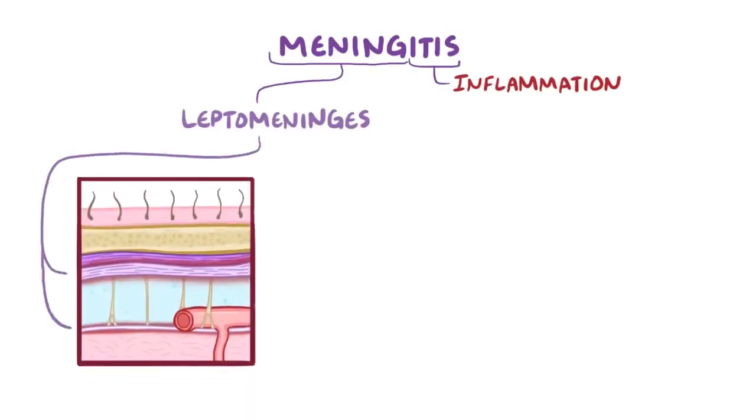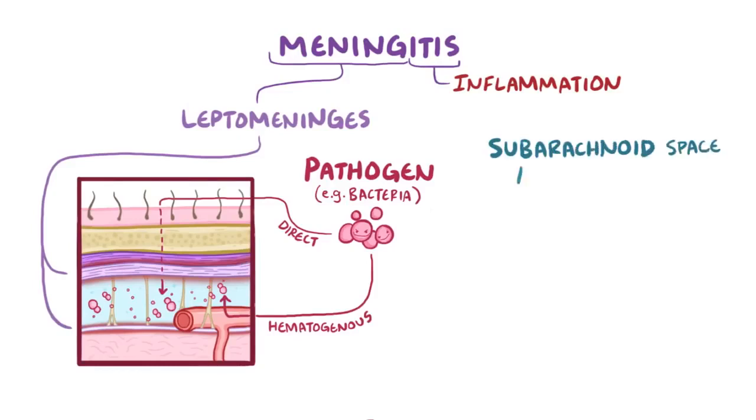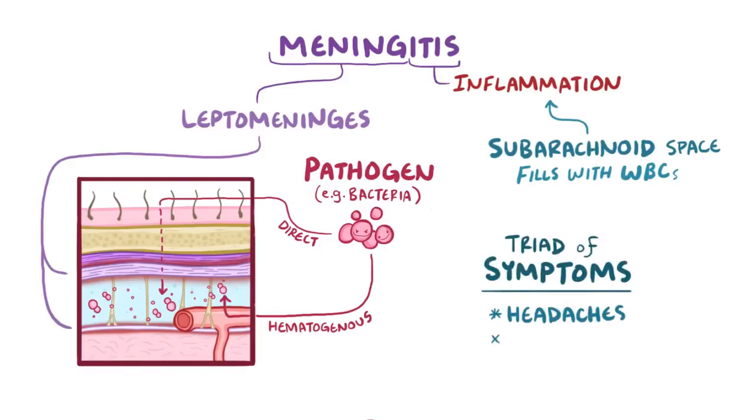Alright, as a quick recap, meningitis is an inflammation of the leptomeninges, which is the inner two membranes that surround and protect both the brain and the spinal cord. It normally starts when a foreign substance, oftentimes bacteria, makes its way inside the leptomeninges, either by direct contact or hematogenous spread through the blood-brain barrier. The immune system responds to the antigen by flooding the subarachnoid space with white blood cells, which release cytokines and create inflammation. And this results in the classic triad of symptoms, which is headaches, fevers, and neck stiffness.